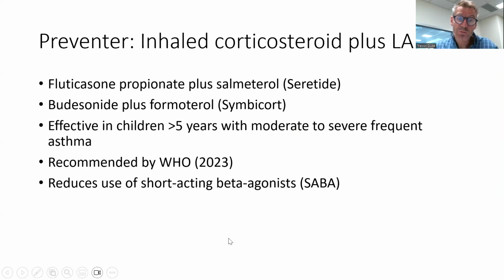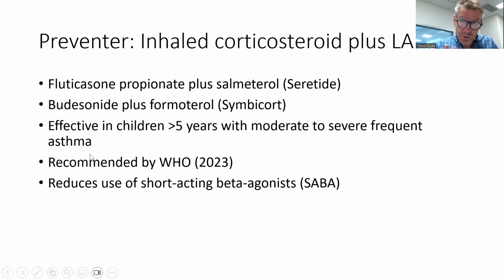The two preventers that have been endorsed or recommended by the World Health Organization now are fluticasone, which is a steroid, plus salmeterol, which is a long-acting beta-2 agonist, and budesonide, which is also a steroid, plus formoterol, which is a long-acting beta-2 agonist. And they come as a medication called Seretide or Symbicort. They're very effective in children over the age of 5, so not under 5, but over 5, with moderate or severe frequent asthma.